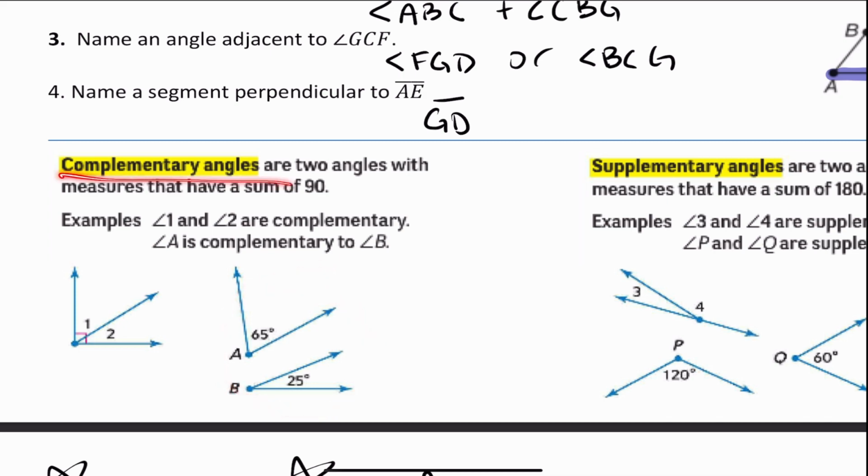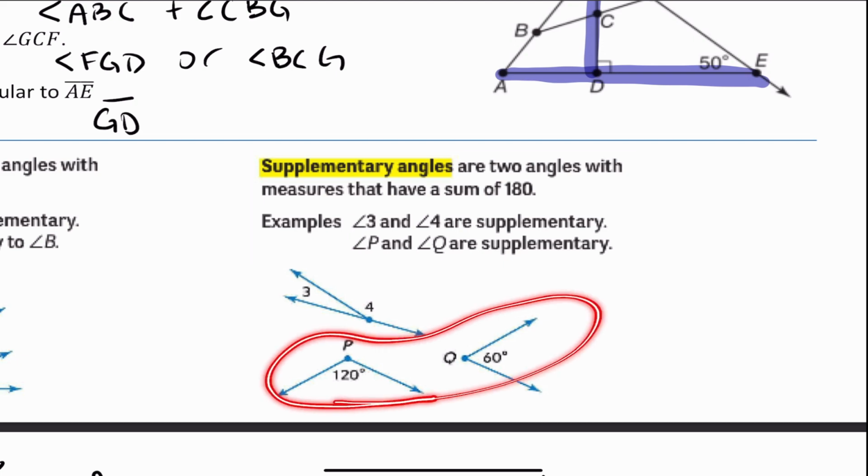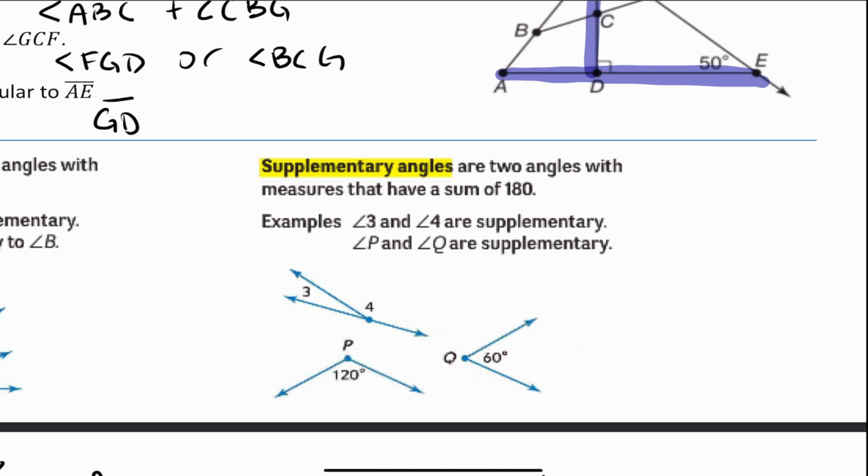So this is considered complementary. With supplementary angles, however, they are two angles with measures that have the sum of 180 degrees. So, here we have angle 3, here we have angle 4. They form a straight line. We remember that's 180 degrees, right? So this plus this is 180. This is considered supplementary. Or, if we take a look at these separate angles, well, this angle here, 120 plus 60, that's 180. So these are examples of supplementary angles.